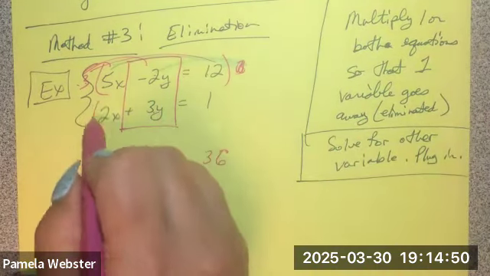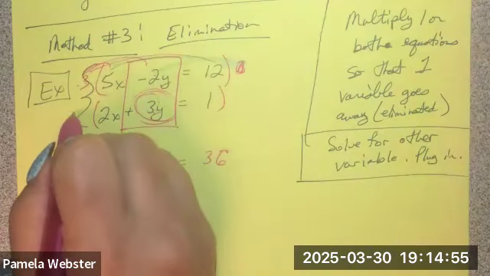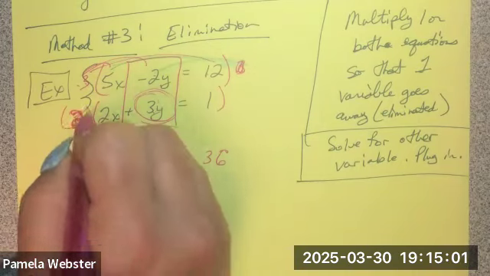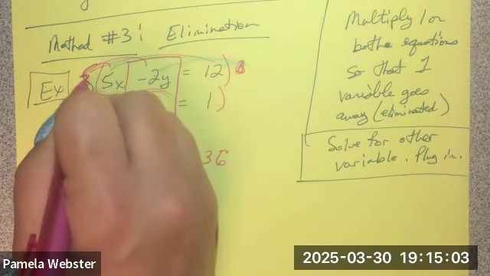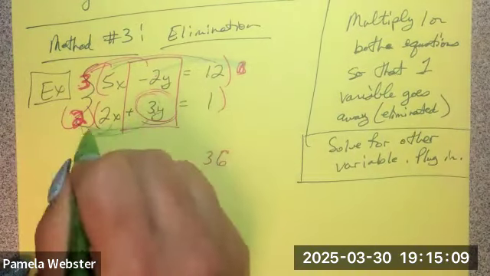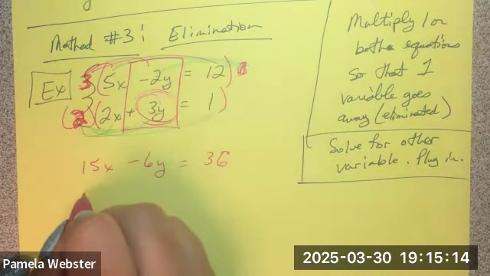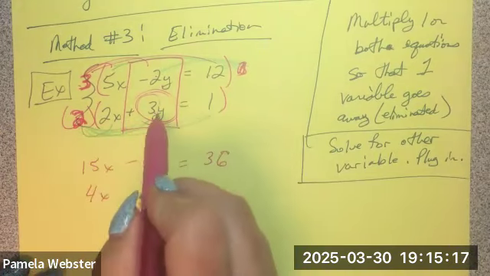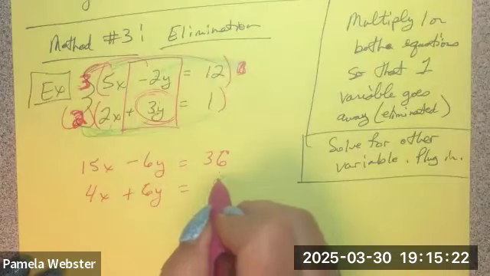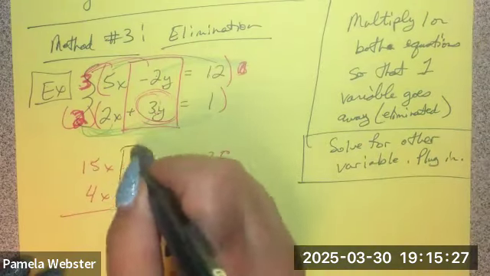And then what about this one? I want the 3y to become a 6y, right? So I think, 2 times 3. Sorry, I'm just having a hard time writing today. 2 times 3 is going to make that guy go away. And again, I will distribute that 2 all the way through. You can't just multiply the y. You've got to multiply all of them. So this becomes 2 times 2x is 4x. 2 times 3y is a positive 6y. And 2 times 1 is a 2. And that's what I'm looking for right here.